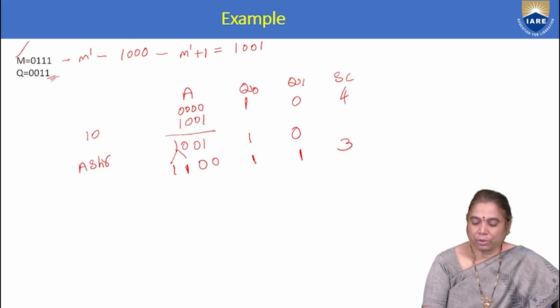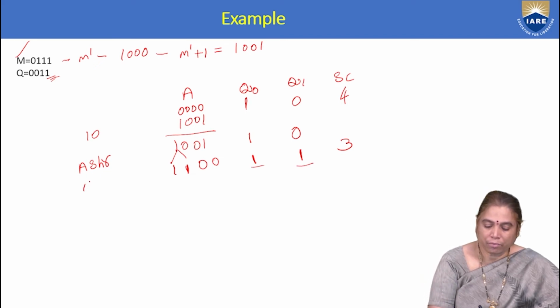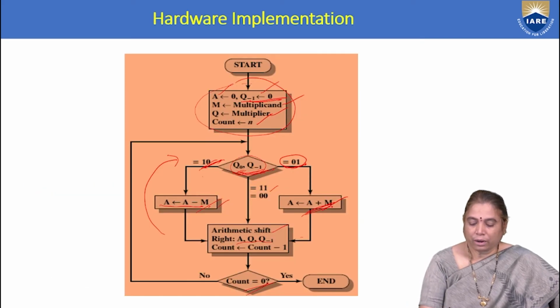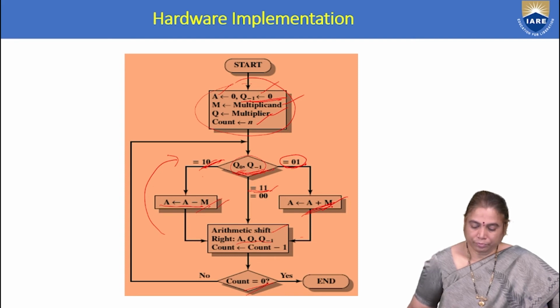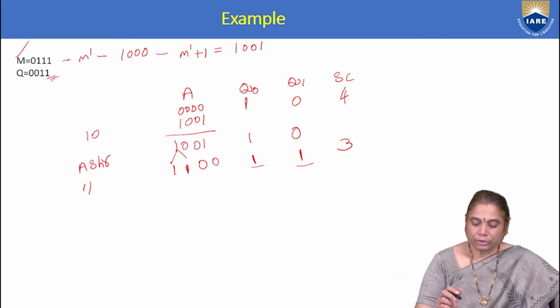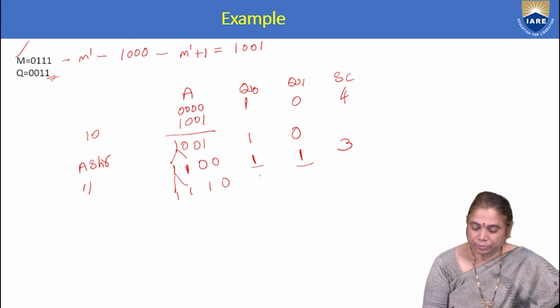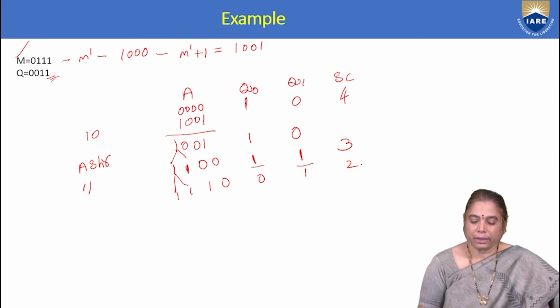Now we have to consider Q0 and Q1. It consists of the combination 1 1. If it is a 1 1 combination, a direct arithmetic shift right operation can be performed and the counter is decremented by 1. So now again the shift operation is performed and the counter value is decremented.